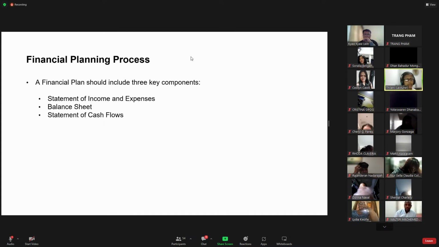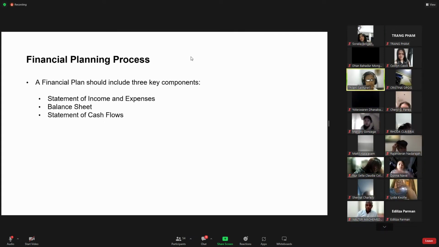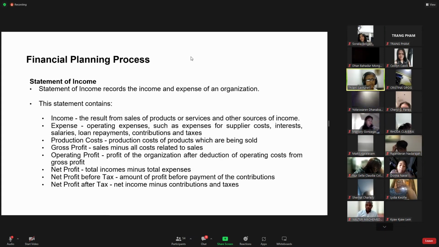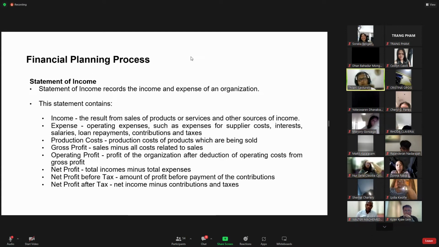So let's look at these individually. Okay, one by one. What is an income? What is a statement of income? Everyone knows about the statement of income, right? Yeah, Solaria, you're smiling. I know you know what it is. So it's a document which records all the income and expenses of an organization, right? Solaria, you know what a statement of income is, no? Share your ideas. What does it mean?